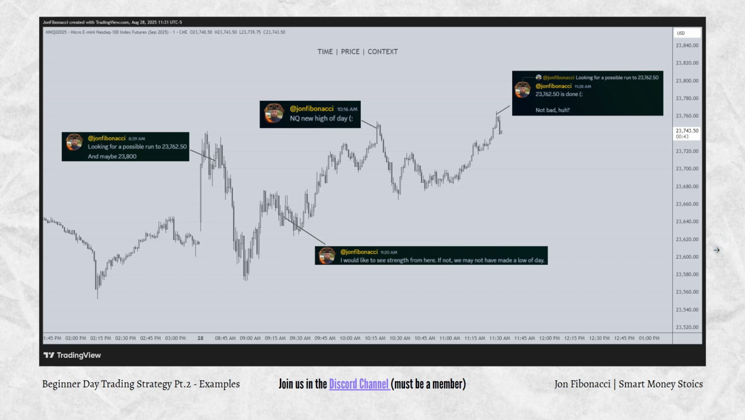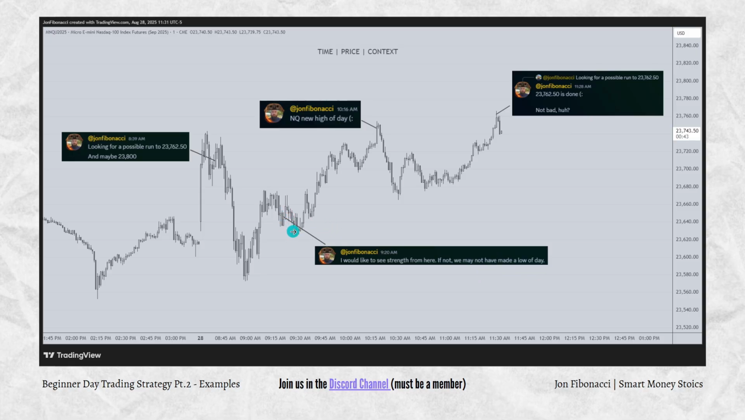But actually it did. We actually do run for the 760s. It just does that a little bit later. So here's that same screenshot at 8:39, looking for that possible run to 762.5. We trade down. We rallied up and then got that retracement. I sent out at 9:20, I would like to see strength from here. If not, we may not have made the low of the day.